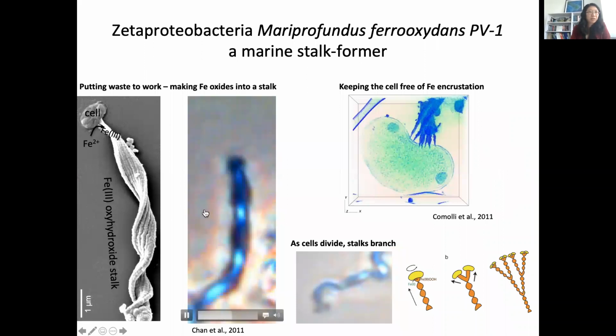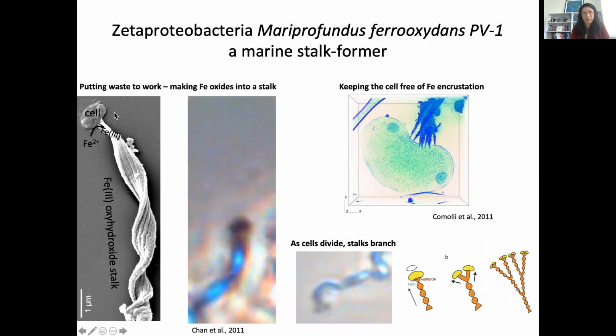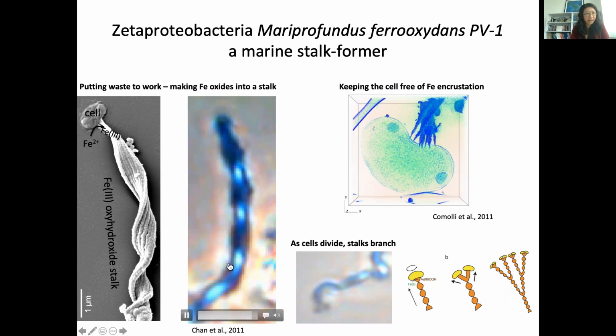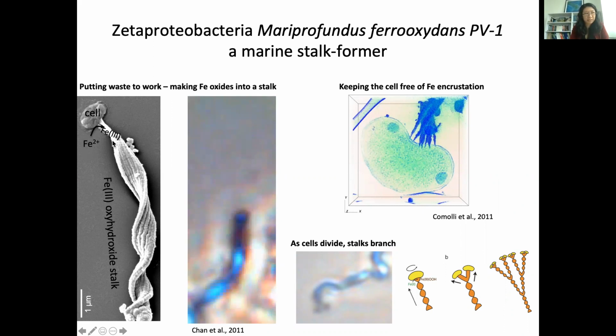And so our model organism in this case is the zeta proteobacteria, Mariprofundus ferrooxidans, PV1. It is an isolate from the Hawaii site that I'll tell you about. And here the cell, over the course of, this is about an hour and a half, is oxidizing iron 2 and packaging it in this mineral and organic based stalk. And over time, as it oxidizes more, it makes more stalk and the cell moves and it twirls.